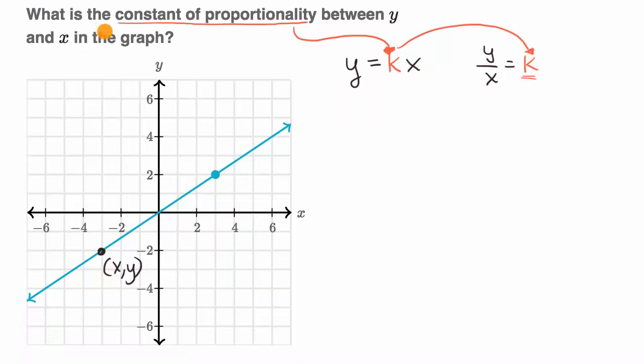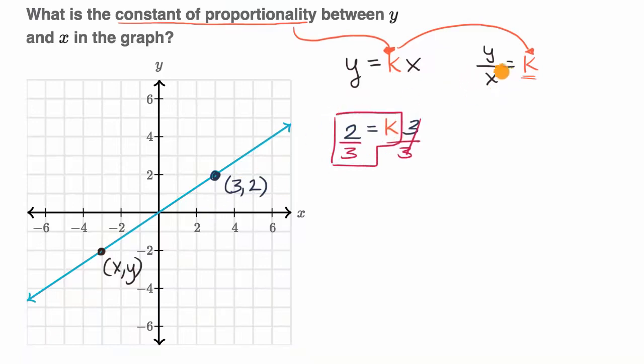What is the constant of proportionality between y and x in the graph? Well, they very clearly give us a point right over here. This point is the point 3, 2. And so we could set it up a few ways. We could say, look, when y is equal to 2, x is equal to 3, and so 2 would need to be equal to some constant of proportionality times 3. And if you wanted to solve for this, you just divide both sides by the 3. So divide both sides by 3, and you would get that your constant of proportionality is 2/3.